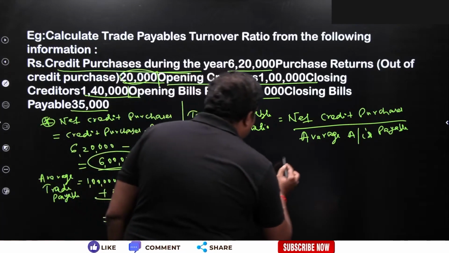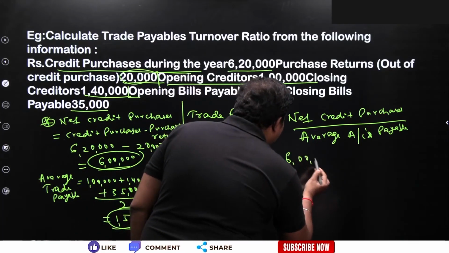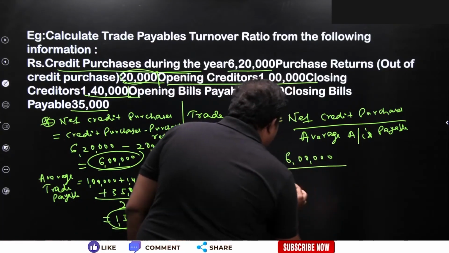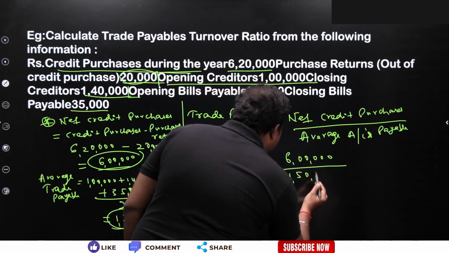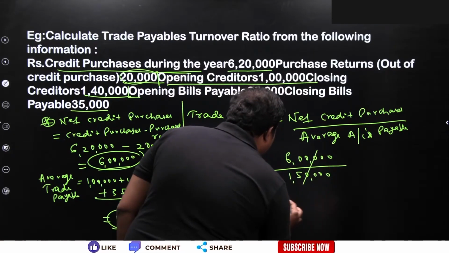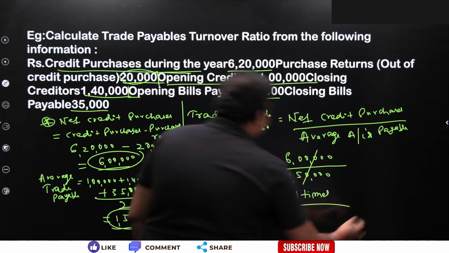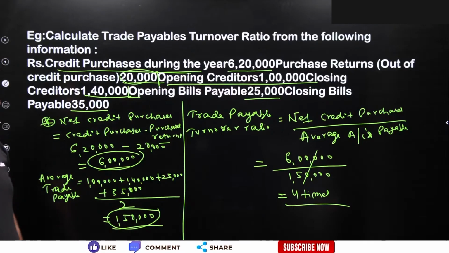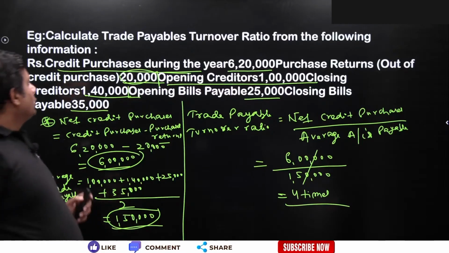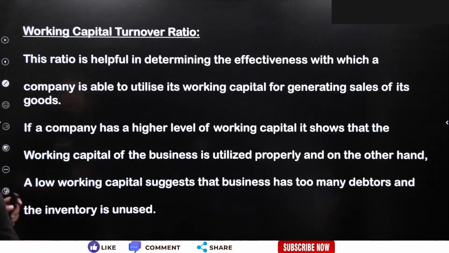So it's really simple now. We have 6 lakh of net credit purchases, and average trade payable stands at 1,50,000. So simply we can solve this, and the answer would be 4 times. I hope you understand. Moving to the next ratio, the working capital turnover ratio.